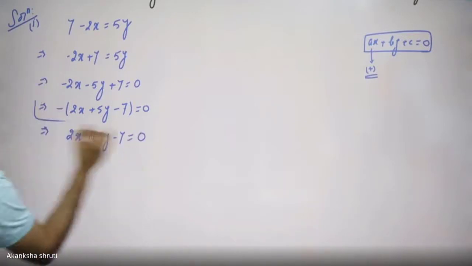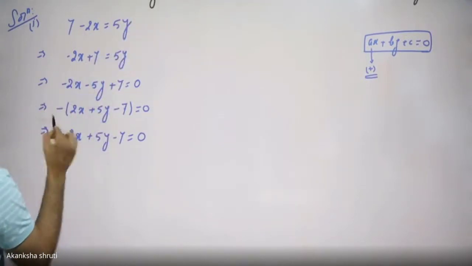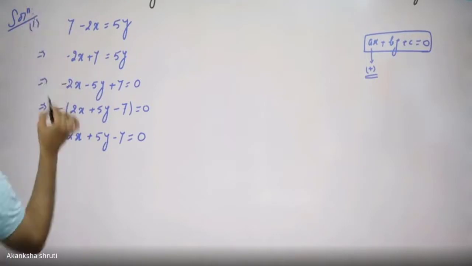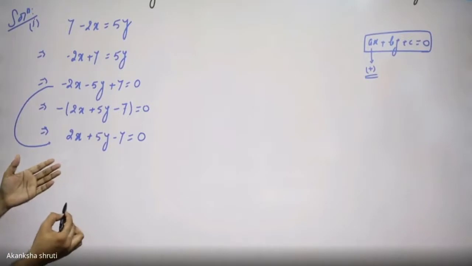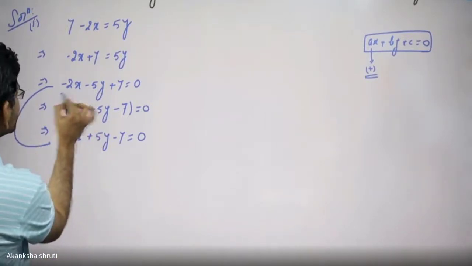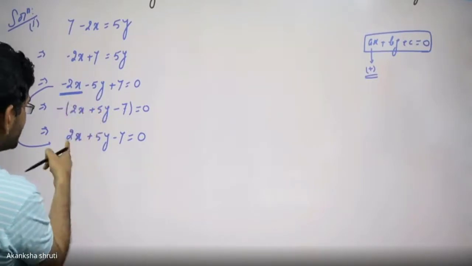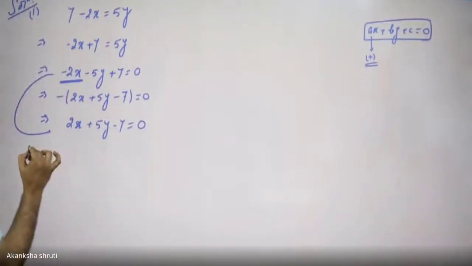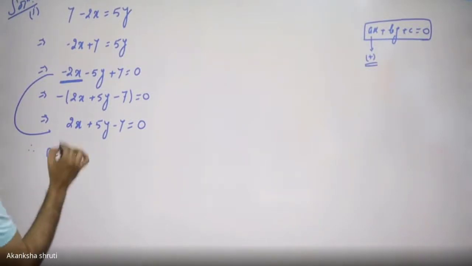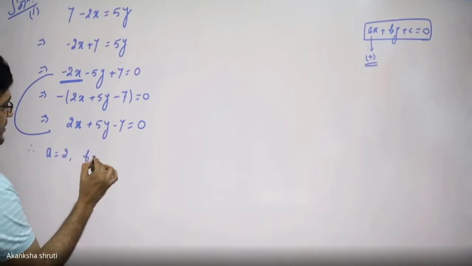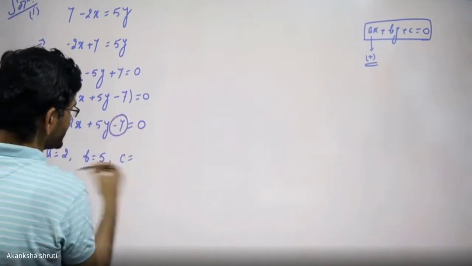So no need to write this intermediate step. This was explained in class 8th or 7th. You may directly write after this one, where you need to change each of the signs. How to change or when to change? If this first term is negative, means the coefficient of x is negative, you must convert it into positive. Then you write the coefficient of x as a as 2, the b coefficient of y as 5, and the constant term here, it is the minus sign.